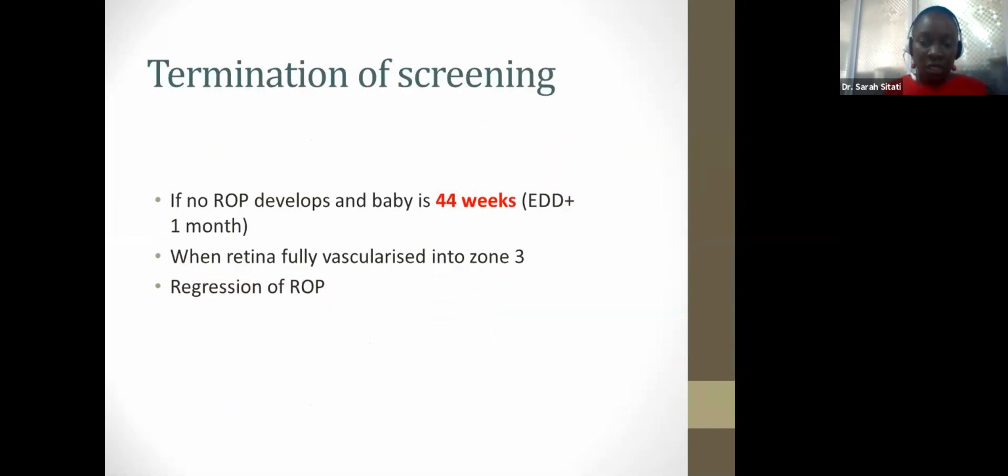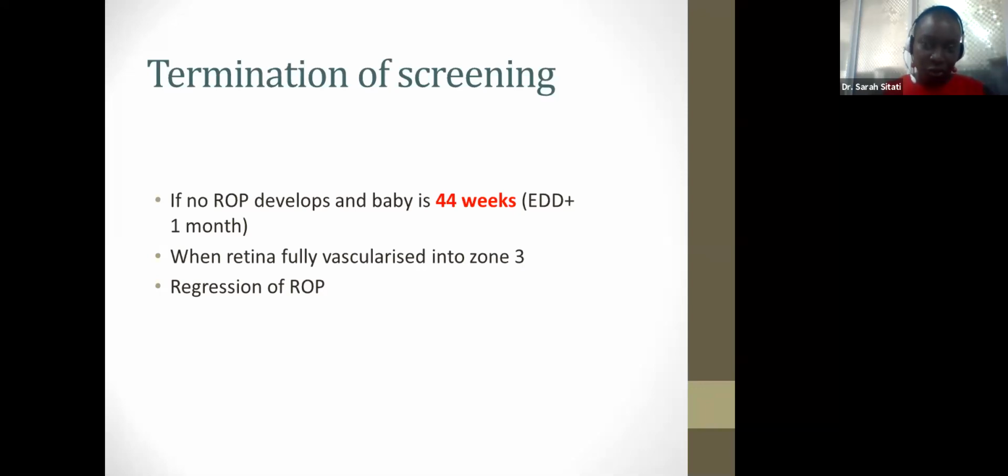When do we stop screening? So you can imagine the baby was born at 27 weeks. We started screening 4 weeks after birth, which was at 31 weeks. And then every time, maybe we say there was no ROP, we'll see in 2 weeks. There was no ROP, we'll see in 2 weeks. So when does this 2-week cycle continue?